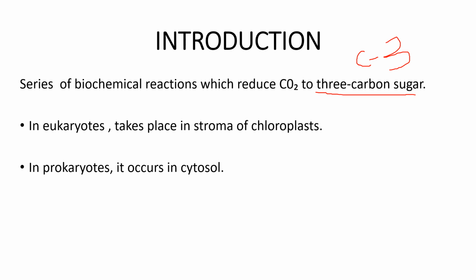In eukaryotes, it takes place in the stroma of the chloroplast, and in case of the prokaryotes, it occurs in the cytosol. So this is the introduction part, that in eukaryotes it takes place in the stroma of the chloroplast, and in case of prokaryotes it occurs in the cytosol.